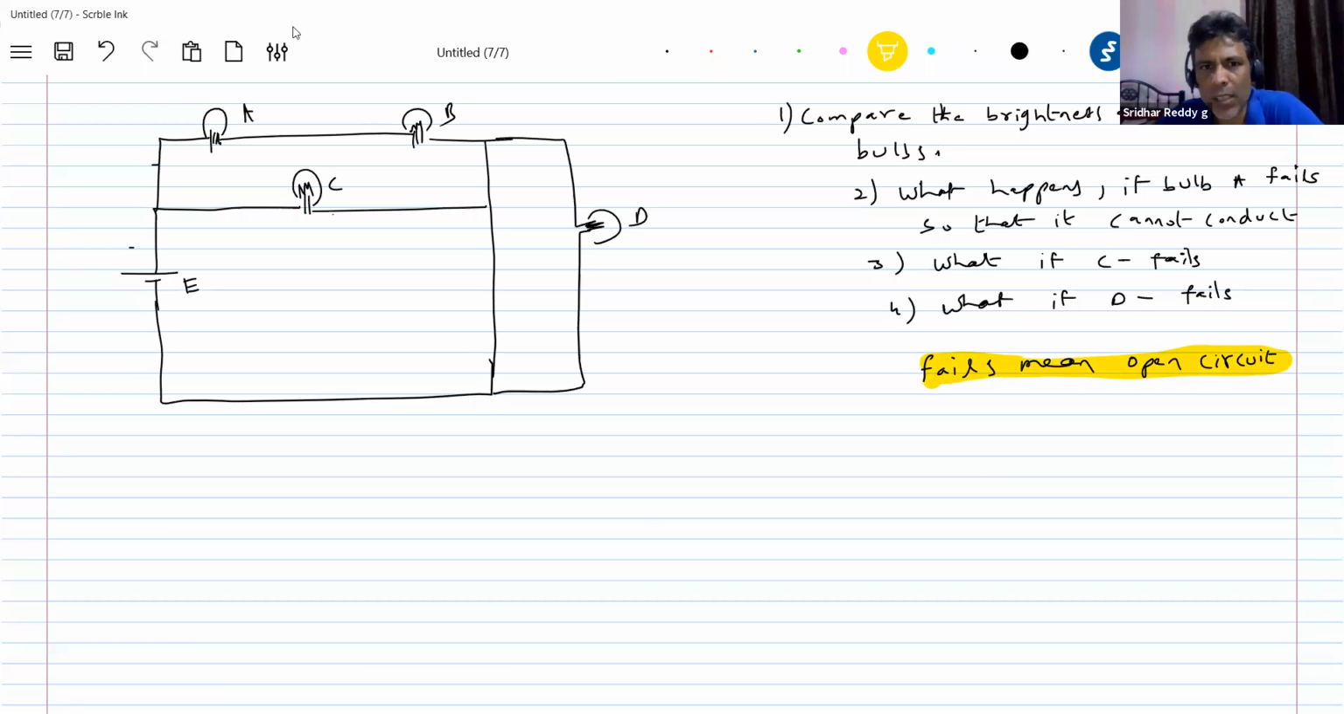Okay, compare the brightness of 4 identical bulbs. He's asking first, the first part of the problem. We'll go for it. Now look at the wires. You have to be careful with the wires. So we'll go for distribution of current. So current I will come. All are identical.